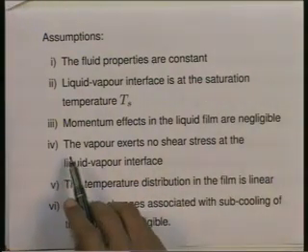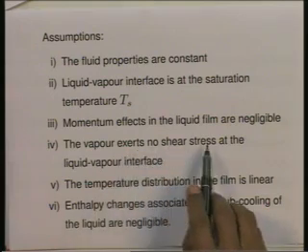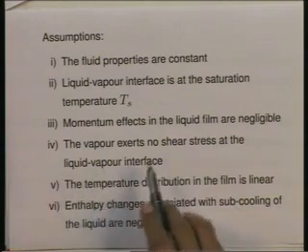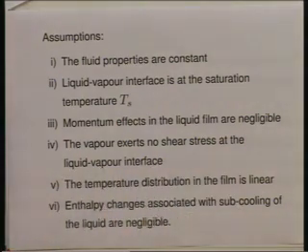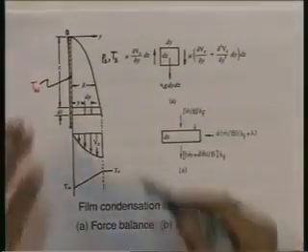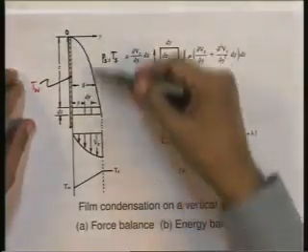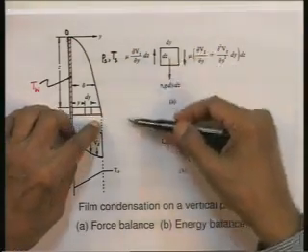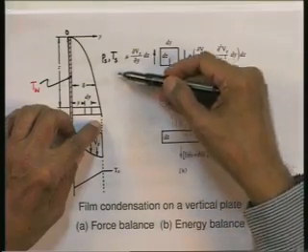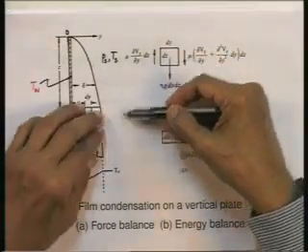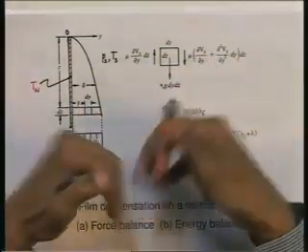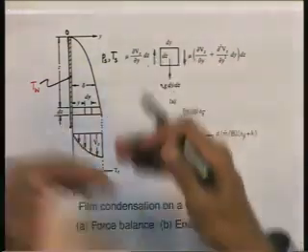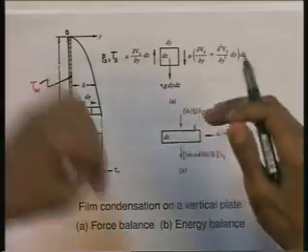Assumption 4, the vapor exerts no shear stress at the liquid vapor interface. What we mean again by this is the following: as this liquid flows down, it has a velocity, and that velocity is relative to the stationary vapor which is next to it. So, obviously, if the liquid is moving and the vapor is stationary, one thing must exert a shear stress on the other. So, there has to be a shear stress at this liquid vapor interface, because there is relative motion between the liquid and the vapor in the vertical direction.